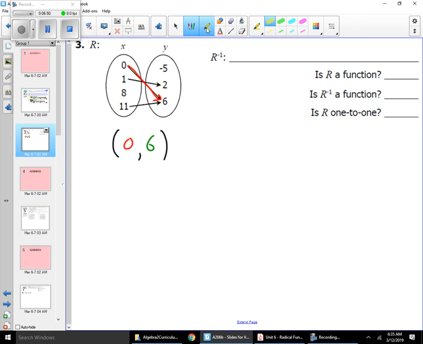So we haven't seen one of these in a while, but we can still play the same game with relations and finding inverses. So if 0, 6 is one of my original points, well, switching the x's and the y's there will give me 6, 0. So all we're doing still is switching those x's and y's. Let's go ahead and do that for the other couple of points.